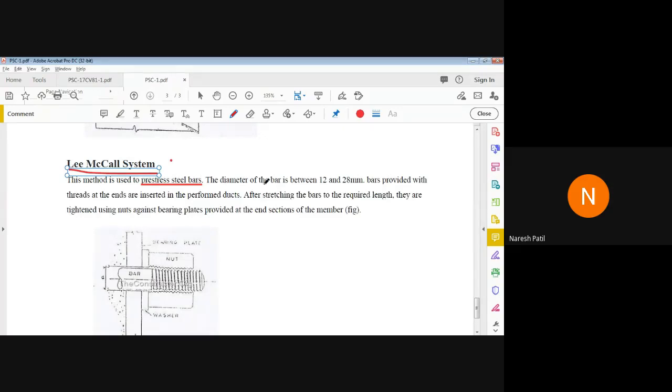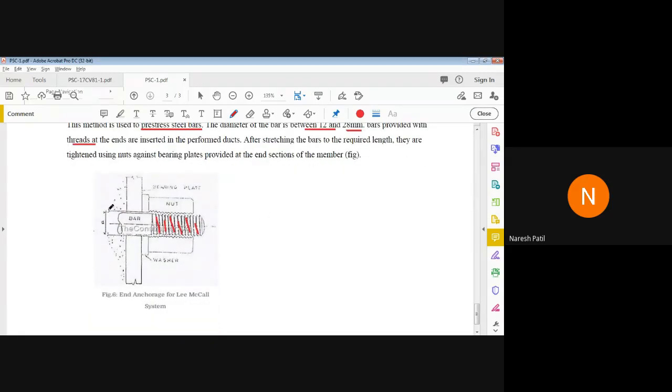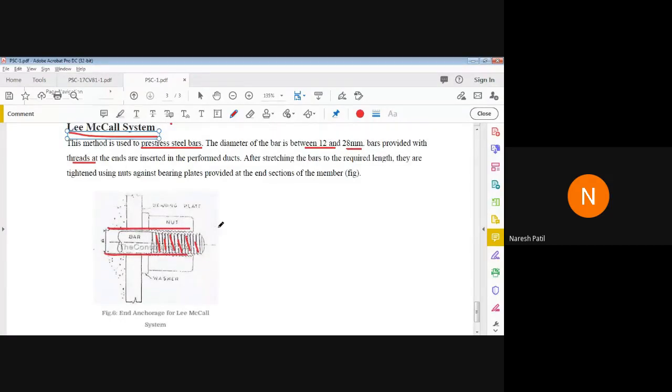The diameter of the bar will be between 12 mm to 28 mm, and the bars are provided with threads. You can see the threads here. Bars provided with threads at the ends are inserted in the preformed ducts. See, the duct is provided here and the bar is inserted into the duct. After stretching the bars to the required length, they are tightened using the nuts.